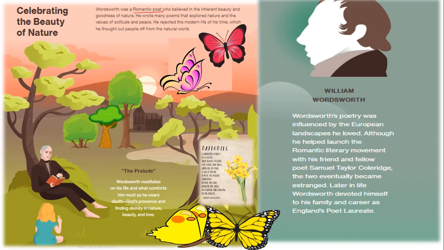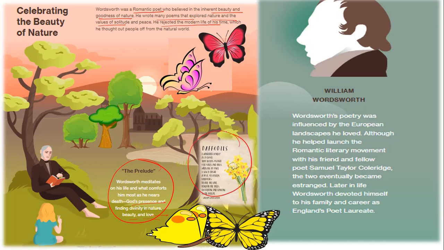He was a romantic poet who believed in the inherent beauty and goodness of nature. He wrote many poems that explored nature and the values of solitude and peace. He rejected the modern life of his time, which he thought cut people off from the natural world. The Prelude, written by Wordsworth, is considered to be his best work. In this poem, Wordsworth meditates on his life and what comforts him the most as he nears death. And what is it? It's God's presence and finding divinity in nature, beauty, and love.